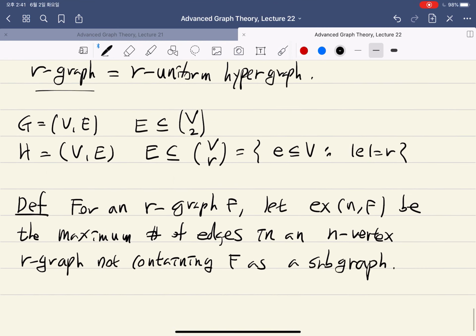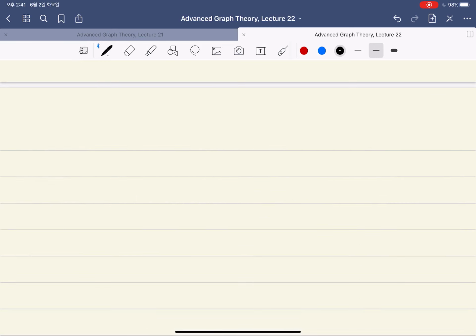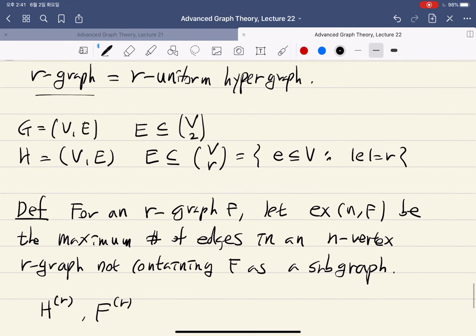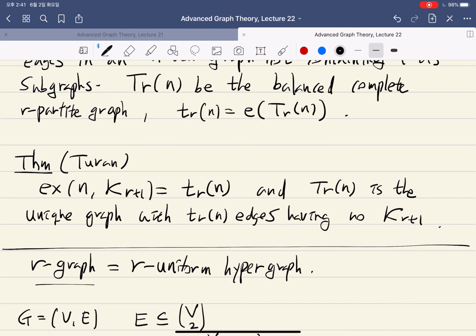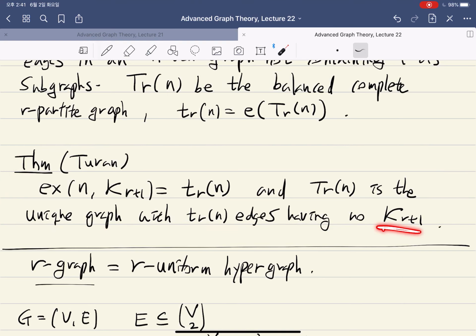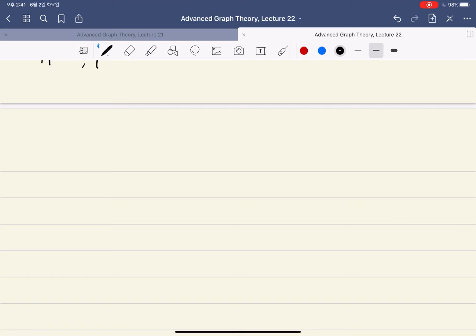Sometimes to denote that the hypergraph is r-uniform, we write this superscript r with a round bracket. So we have this Turan theorem determining the extremal number or Turan number of a complete hypergraph, a complete graph. Then we can consider this number for other graphs or other hypergraphs.